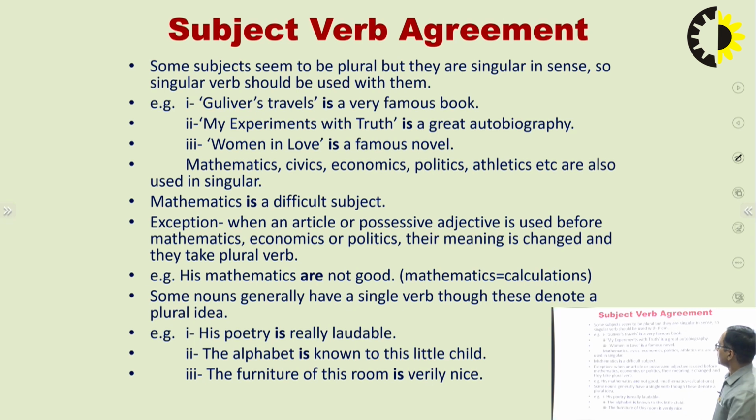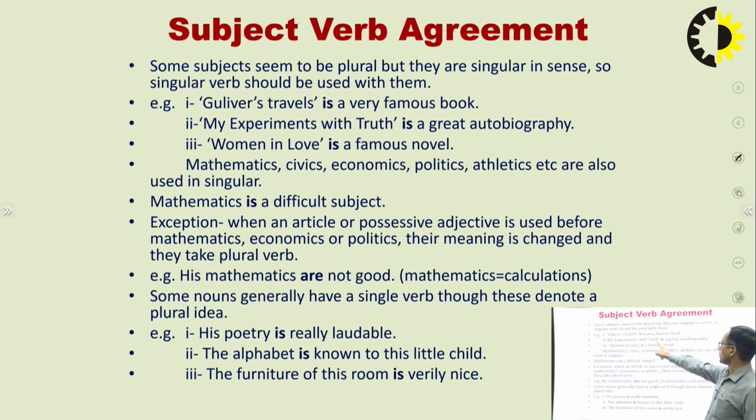Some subjects seem to be plural, but they are singular in sense. So a singular verb should be used with them. Although their structure or writing method makes it seem that they are plural, they are not plural. Like Gulliver's Travels. Travels is showing that it is plural, but it is just the name of a book. So Gulliver's Travels is a very famous book. It is one book, singular.